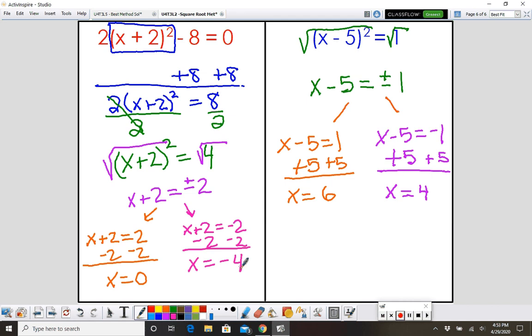Now the last two problems on your capture sheet, I want you to do those as on your own problems, even though they don't say on your own. Use your square root method. Remember, get the quantity that's squared all by itself first, and then take your square root of both sides.